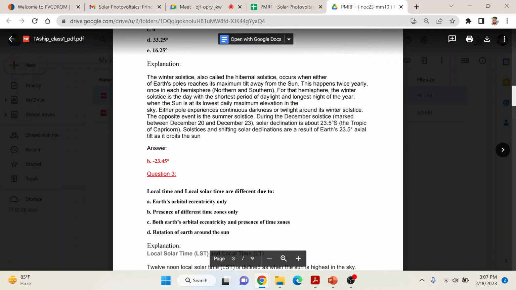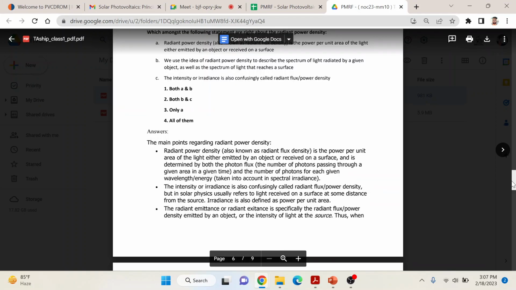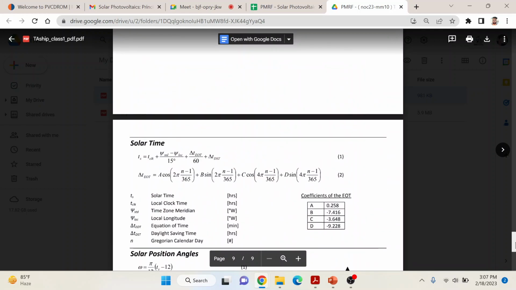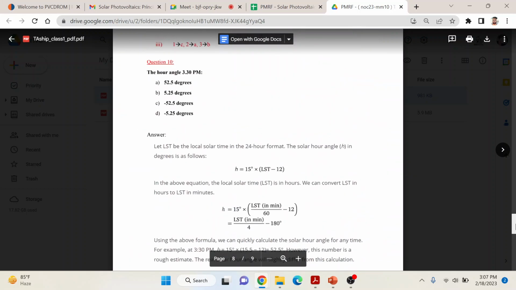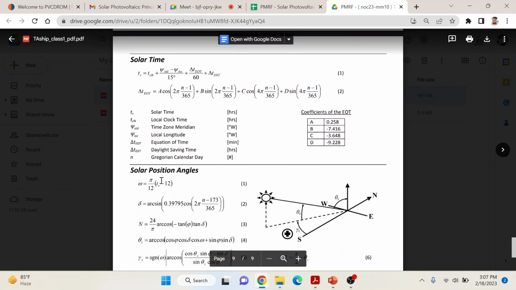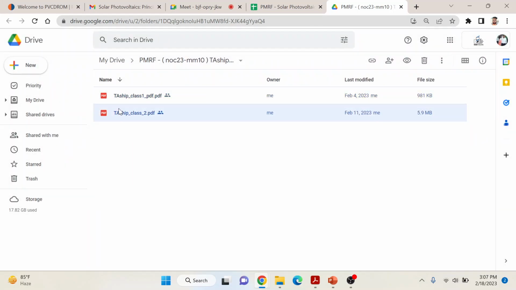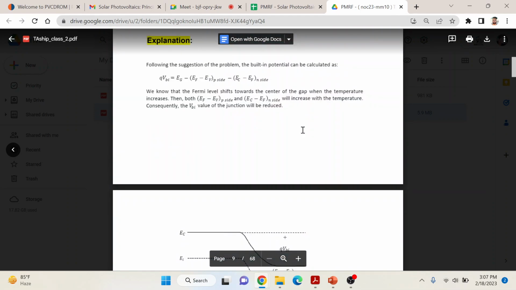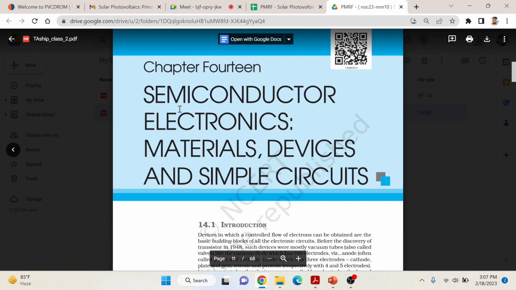The detailed solution is there. If you have not downloaded it, let me remind you once more. Along with it, in the first class, I have made a summary of all the formulas. If you look at the end, after the assignment, I have made a summary of all the formulas: solar time, solar position angles, all this, which was a summary of the first class. And in the second class, after the class two assignment, I have merged chapter 14 of NCERT. They are the basics of semiconductor electronics.